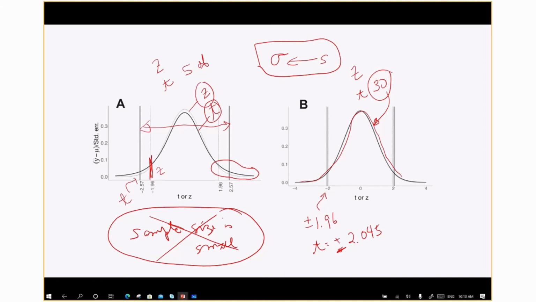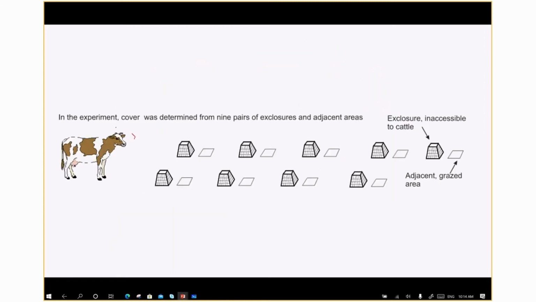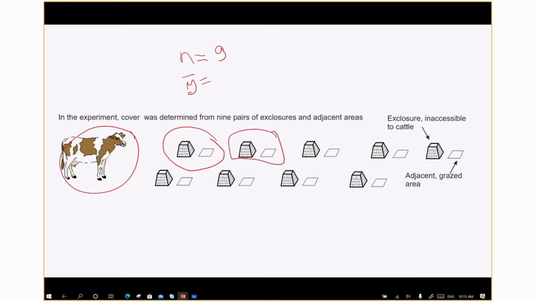So now let's go back to our example and think about cows and plant cover. So there's our cow, or a bunch of cows. Here are our paired plots. And so we've got 9 of these. So we have n is equal to 9. We calculate y bar, and y bar is the average difference in cover between the grazed and the ungrazed plots, and that is a value of 1.0. And we calculate S based on these 9 different samples, and we get S is equal to 1.2.